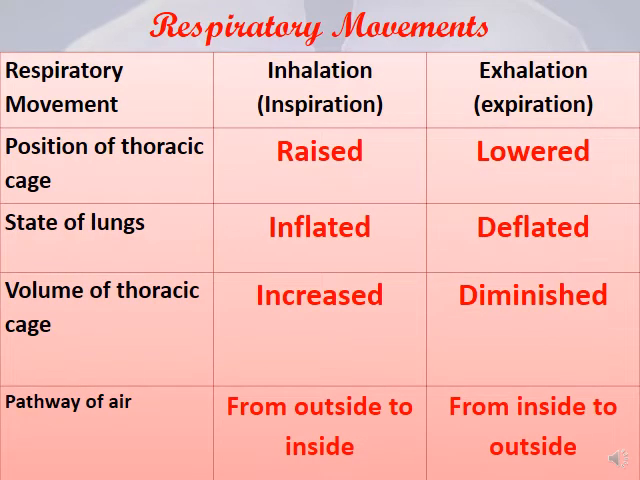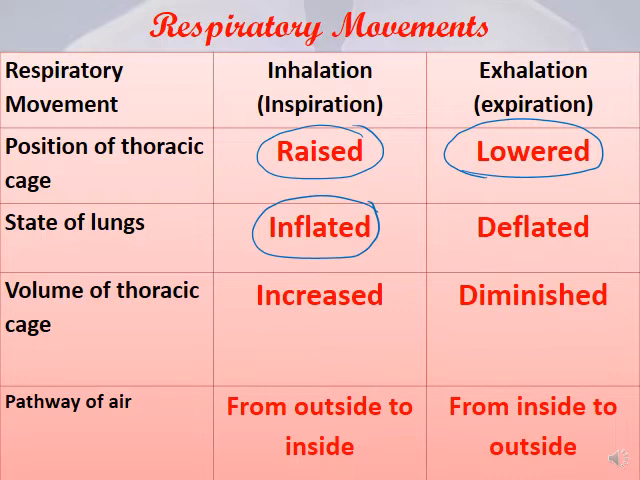Here, the position of the thoracic cage is raised during inhalation, while it's lowered, as we said, during exhalation. State of the lungs: it's inflated, meaning that it's full of oxygen. Inflated means, like when I want to inflate a balloon, I have to give it air. So giving the lungs air, they will be inflated during inhalation. During exhalation, they will be deflated, so we get rid of all the air outside the lungs. Volume of the thoracic cage: sure, the volume will increase since the size of the lungs will increase, and the lungs are covered by the thoracic cage, while they are deflated in exhalation.